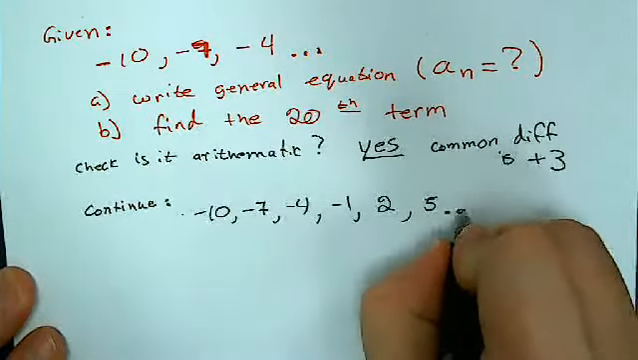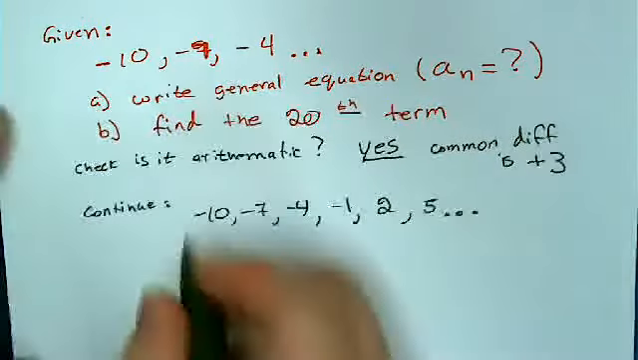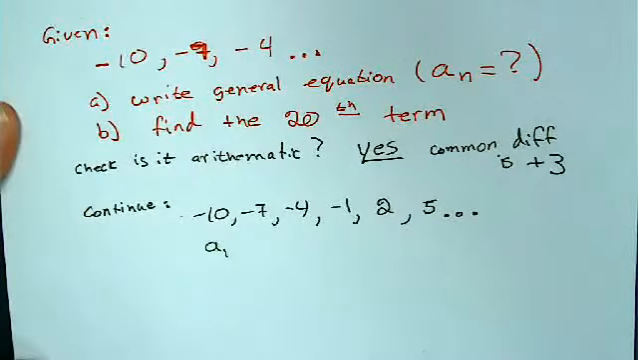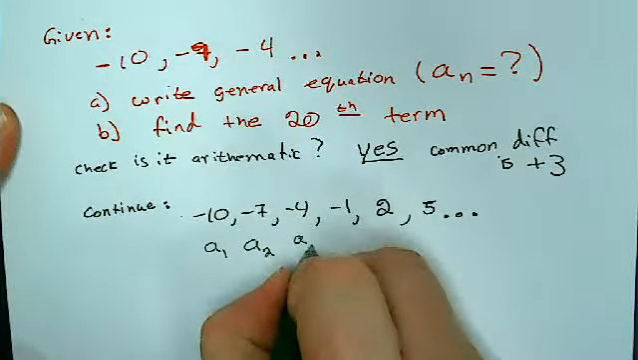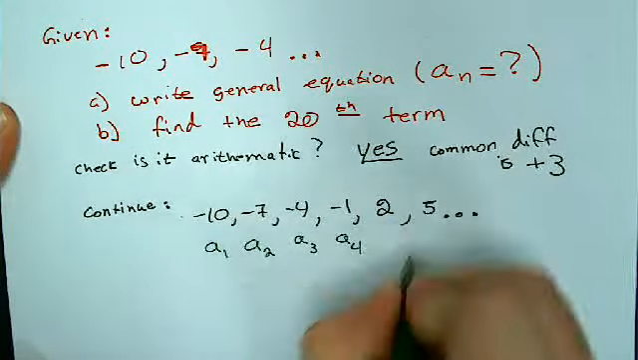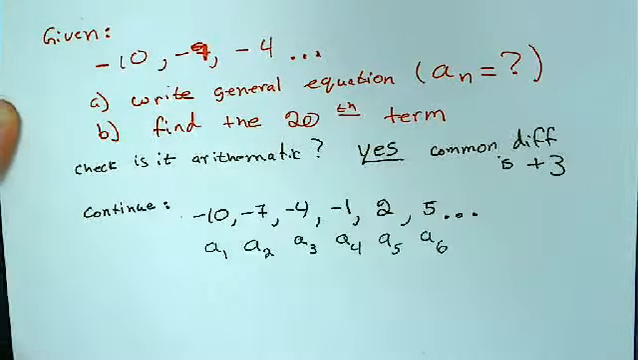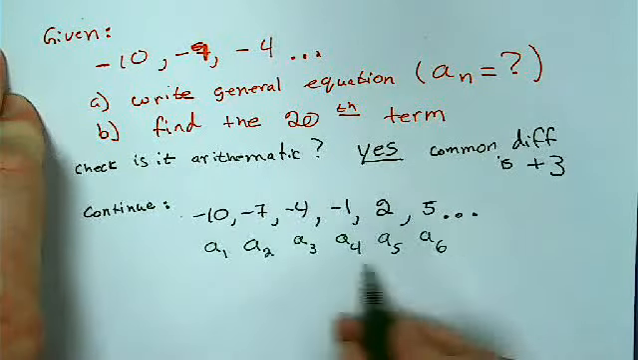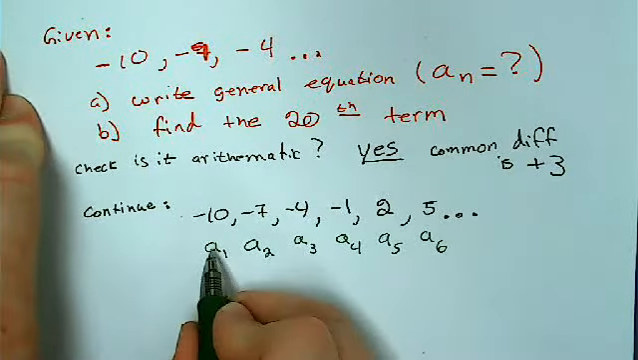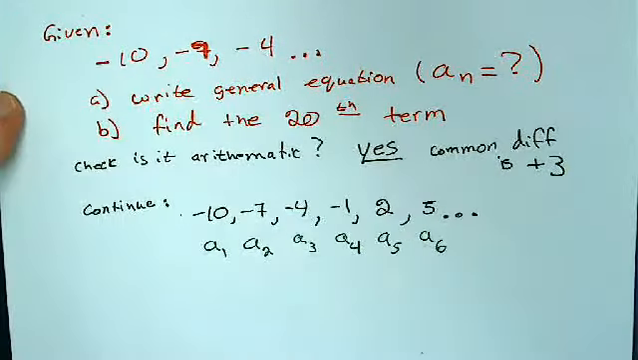Say it keeps going. Now, remember, in the notation we use, this is A1. It's the first term. This is A2, A3, A4, A5, and A6. So this is my way of numbering the terms in the sequence. A means a term in the sequence. The 1 tells me which term. How far down the line have I gone?